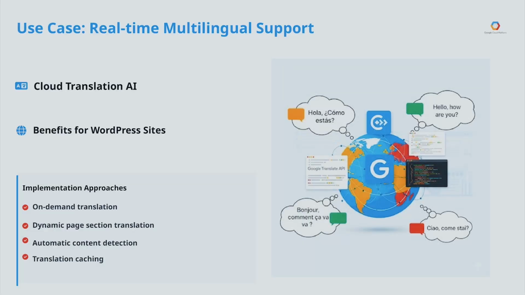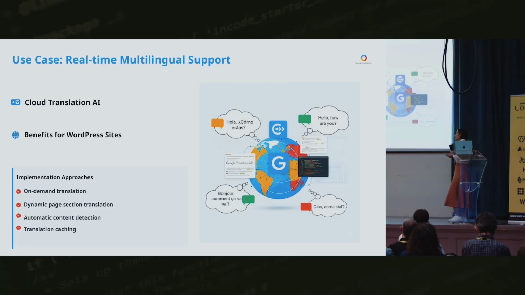Real-time multilingual support. You have here, as we said, Translation AI, so you can translate on demand, or you can create dynamic page selection with widgets, then send the data to a Cloud Run function and detect it, translate it, and eventually also cache it in your WordPress database.